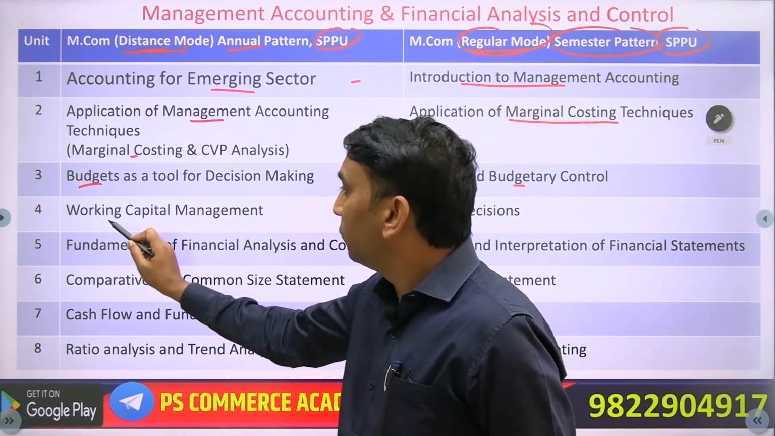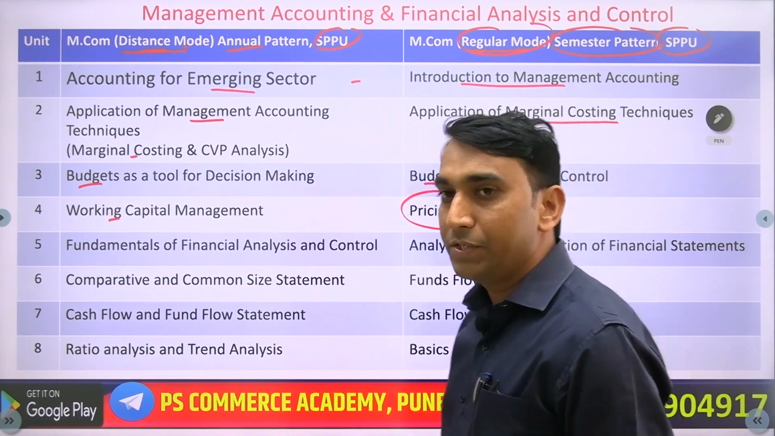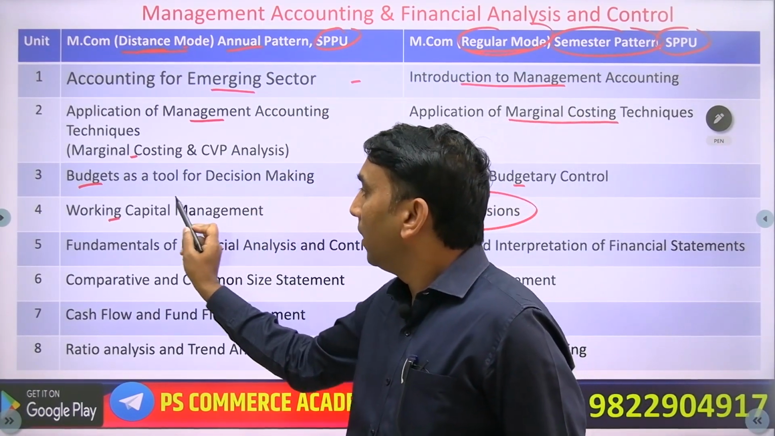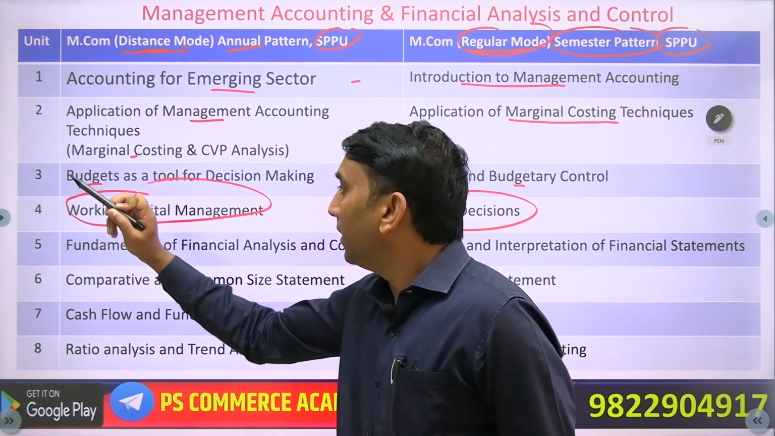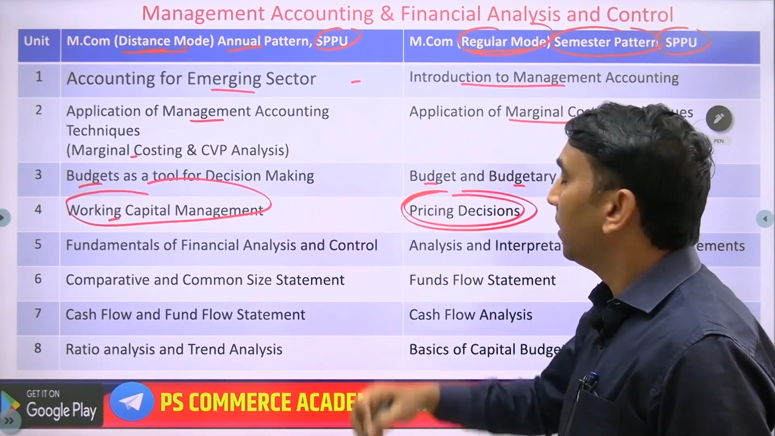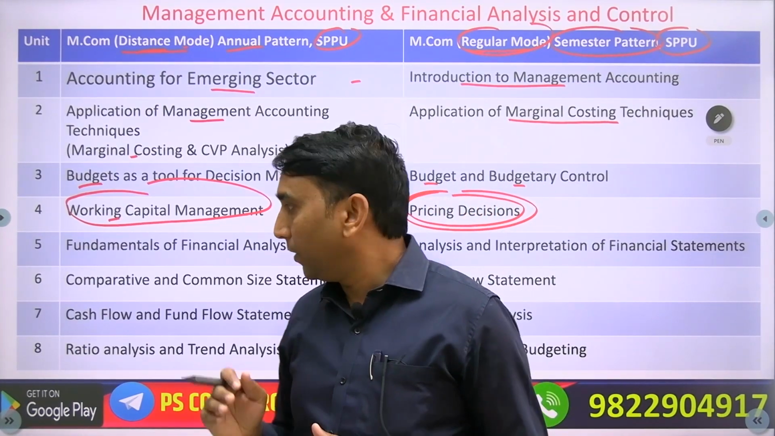Then next comes working capital management, and here it comes to pricing decisions. Actually here there is a variation. In distance mode, the student has to study working capital management additionally, whereas in regular mode the student has to go through pricing decisions. This is a variation between the distance and regular mode actually.